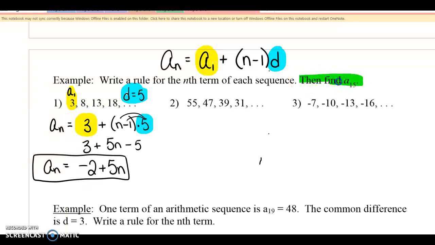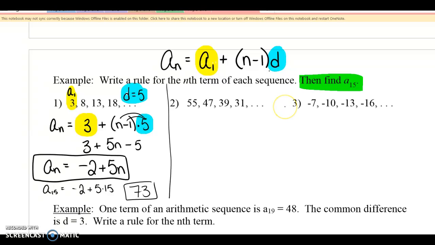Then it says to find a sub 15. How do you suppose we find a sub 15? You plug 15 in place of the n. A sub 15 is -2 plus 5 times 15. And honestly, on your assignment, plug that into your calculator. -2 plus 5 times 15. Let's see, what is that? 75, 73? I would like you to try number 2 on your own. We're probably going to skip number 3 if you do okay on number 2.